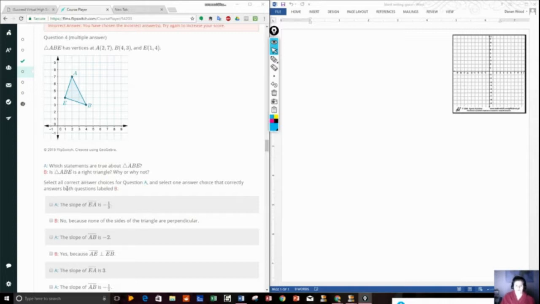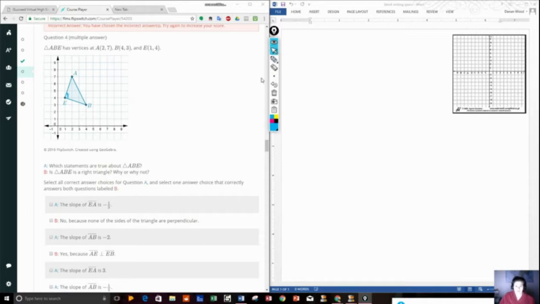And then question B, let's see. No, because none of the sides of the triangle are perpendicular. Okay, so they want to know if any of the sides are perpendicular, because if they are, that means that where they meet is a 90-degree angle. So where AE and EB meet, if they were perpendicular, that means that there's a 90-degree angle there, and that is the definition of a right triangle. You have to have one 90-degree angle.